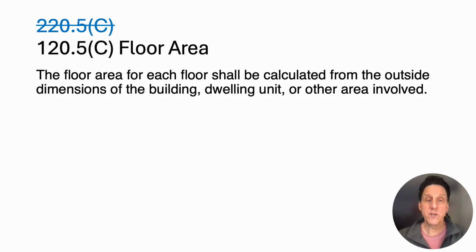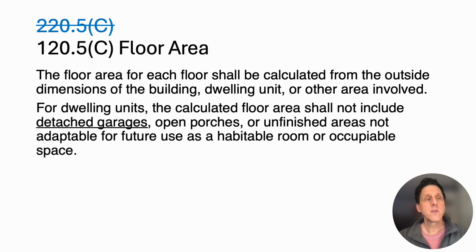Now, for dwelling units, there are some changes. For dwelling units, the calculated floor area shall not include detached garages. All right, so that was added. Detached garages are specifically not included. Really just to clarify, I mean, in my mind, I'm thinking, well, that's not the dwelling unit anyway. It's a whole other building.